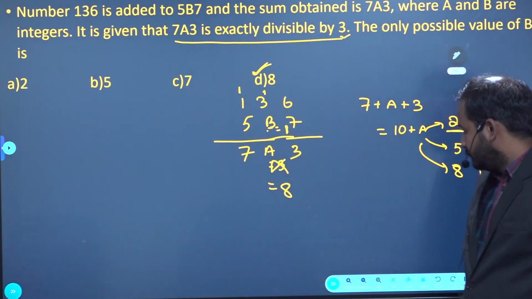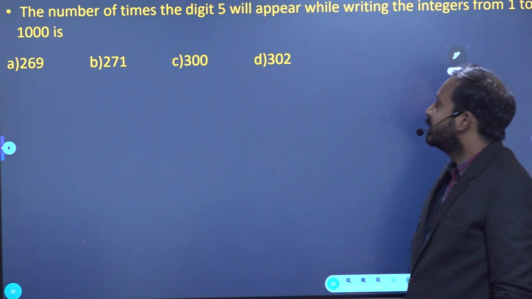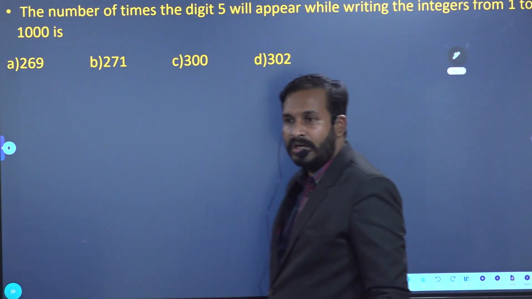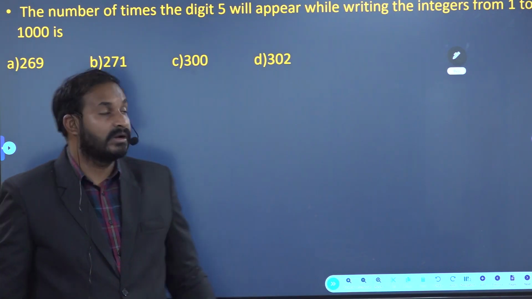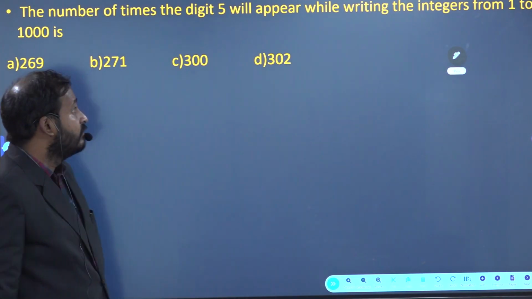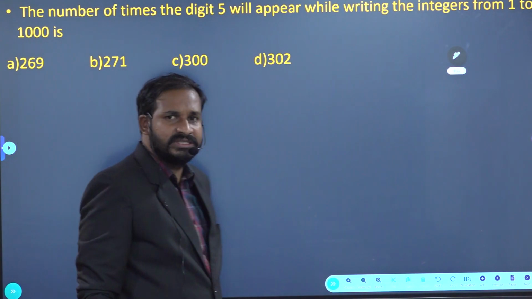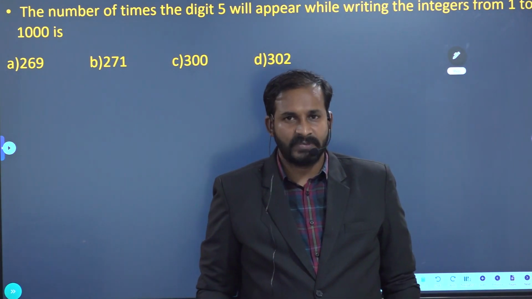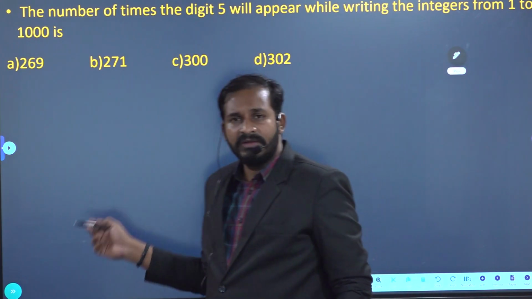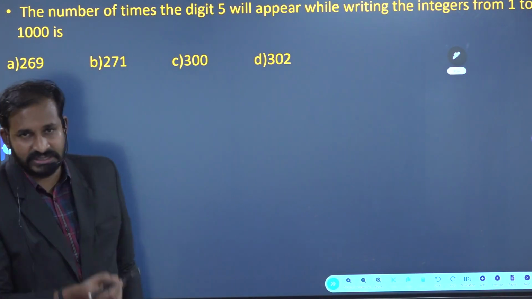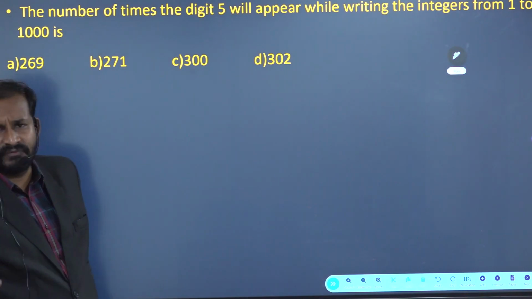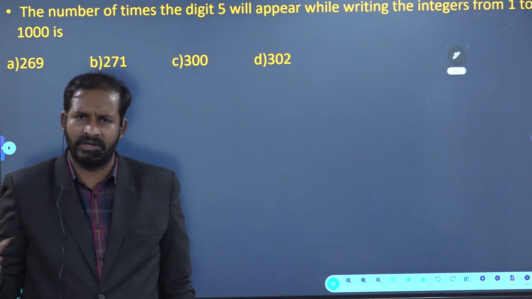Understood? Next one. The number of times the digit 5 will appear while writing the integers from 1 to 1000 is. This is one of the commonly asked questions. Counting of digits. Already we solved a similar model of question previously, but now we will see how many times the digit 5 will appear. Not only digit 5, they may ask digit 6, 7, 8, whatever it is.